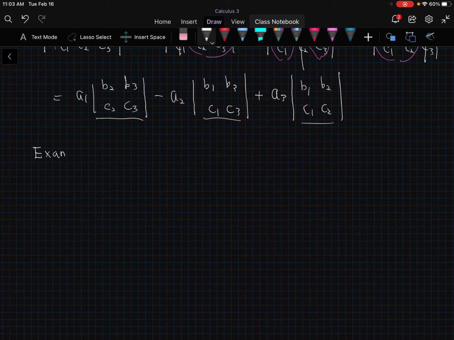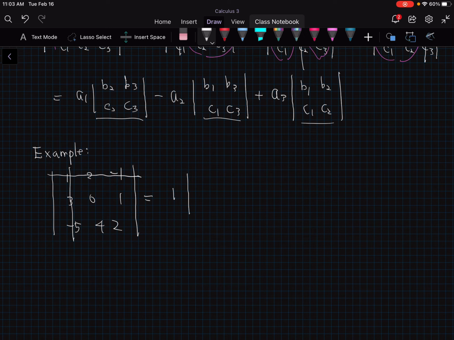You need to remember how we do these things. That's important. So we're going to have the matrix 1, 2, negative 1; 3, 0, 1; negative 5, 4, 2, equal to... all right, write it down first. 1 times a 2 by 2. So you're going to cross out these two, okay? And you have 0, 1, 4, 2 left.